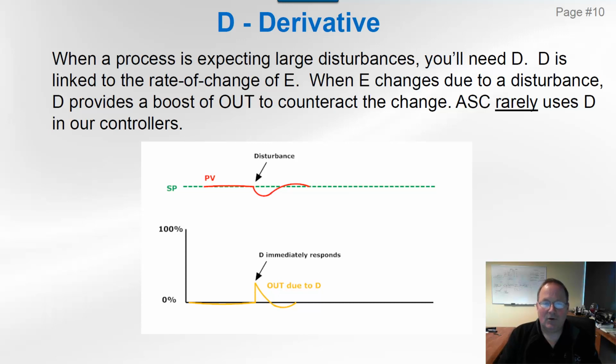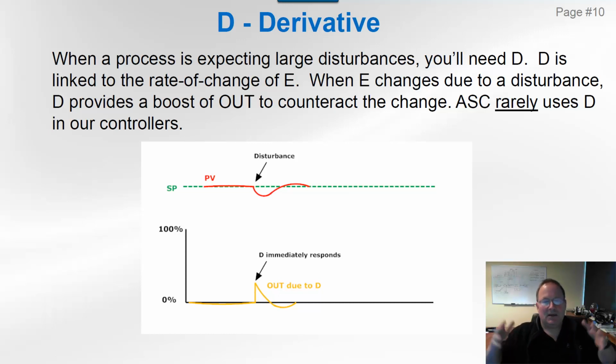So now, frankly, ASC rarely uses D in our controllers. Usually most control engineers put in a D, and they shouldn't. And I'm not talking about control engineers here, but elsewhere in other companies, they just always want a P and an I and a D. But the D really is only used for kind of unique situations.